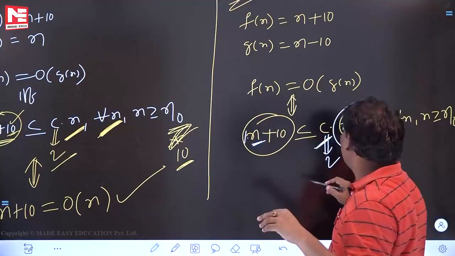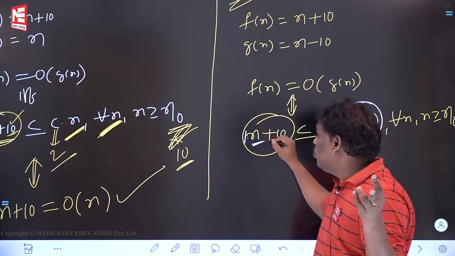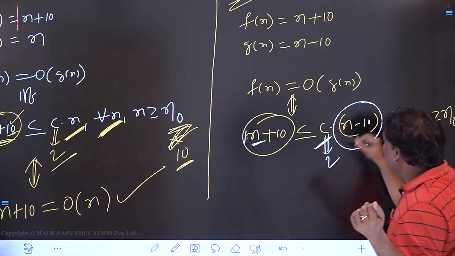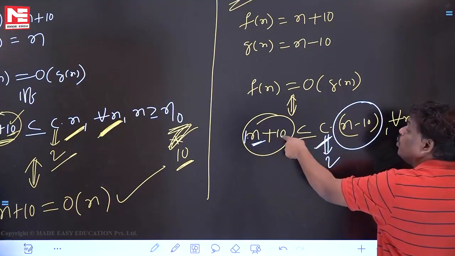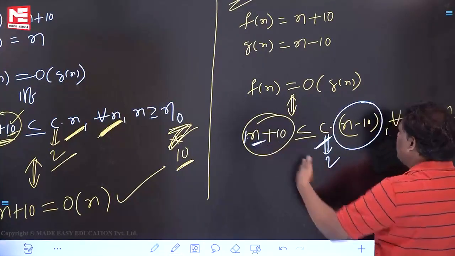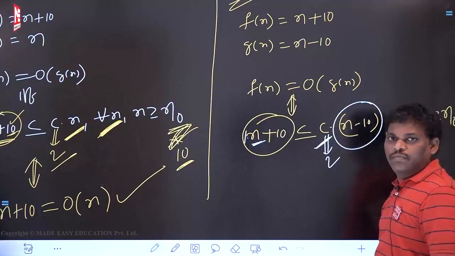Some people are asking, then how can you say this side is bigger? Simple. N value 1 lakh, it will become 1 into 1 lakh, 1 lakh. But here 2 into 1 lakh, 2 lakh. Here 1 lakh, here 2 lakh. Some people are asking, what about 10? Here plus 10, here minus 10. In front of 2 lakh, minus 10 is nothing.